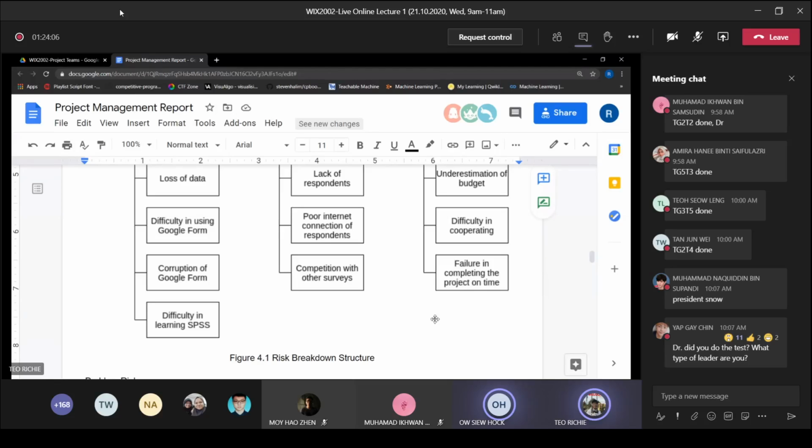Okay. Difficulty in learning SPSS. Again, change it to not familiar in using SPSS instead of difficulty. I don't think it's difficult, you're just not familiar. Maybe you take what's called a learning curve. You take a longer time to master SPSS, whereas people who are familiar may take let's say 2 days. Those not so familiar may take 1 week or 10 days. That's called not familiar with SPSS.